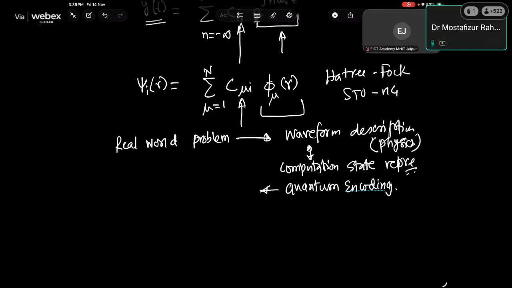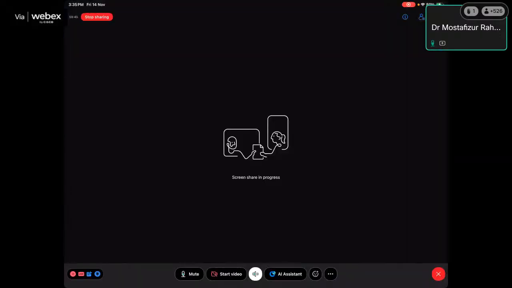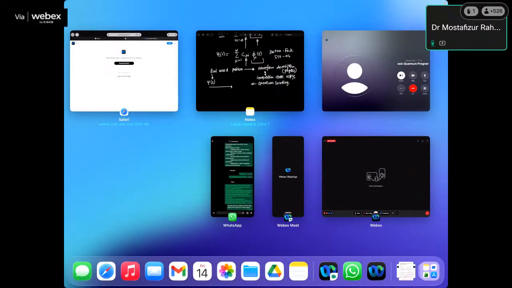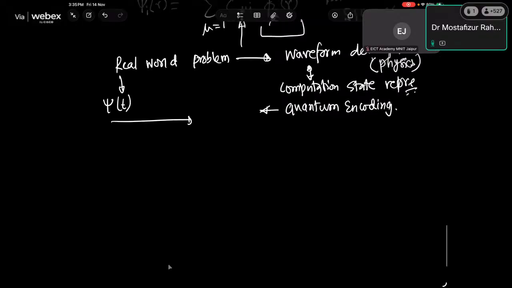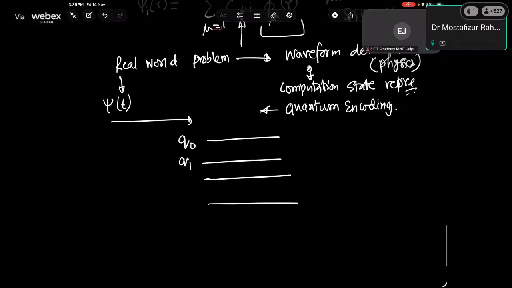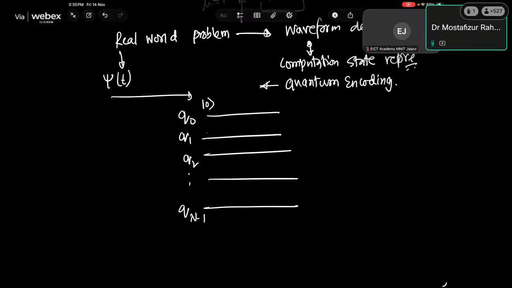So suppose you have some real world problem and you have a description of the problem by xi, and how you represent it in the computational basis states, right? So how you represent this particular thing on the circuits, right? So these are qubits, say Q0, Q1, Q2, and so on up to Qn minus 1. So these are your quantum registers, and each register you start with computational state 0, for example, right?